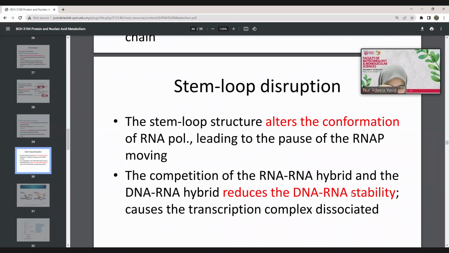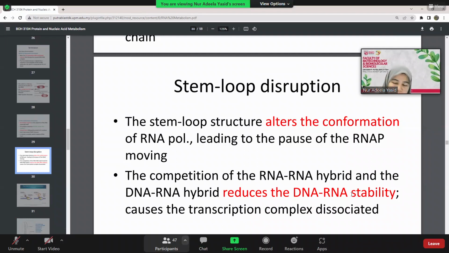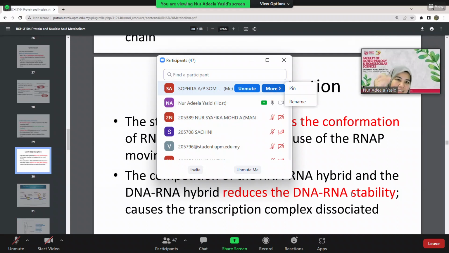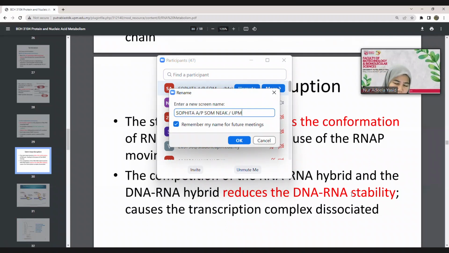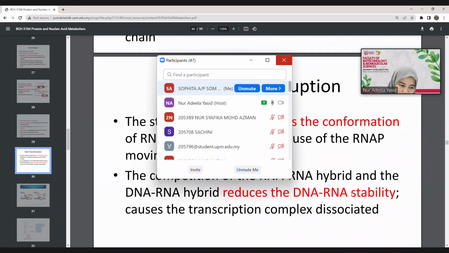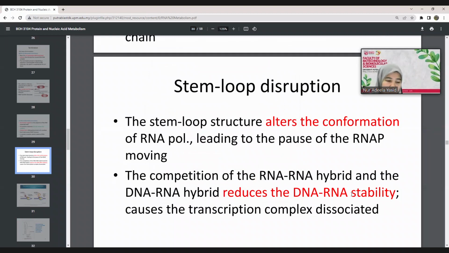Because the stem loop, even though it alters the conformation, is a very stable conformation. So that's why the RNA hybrid will reduce the DNA RNA stability. Once there is a formation of the stem loop, it will alter the conformation, and it facilitates the dissociation of RNA polymerase from the transcription complex.